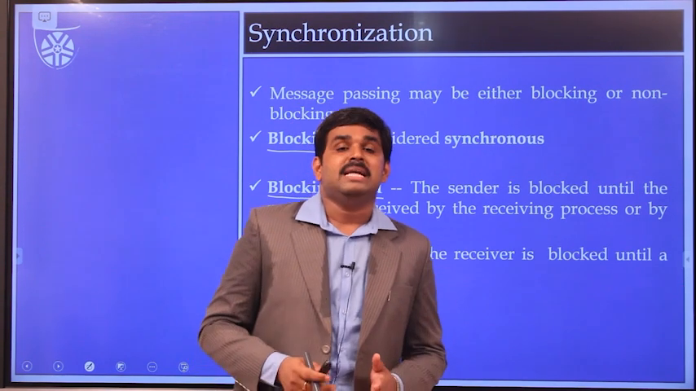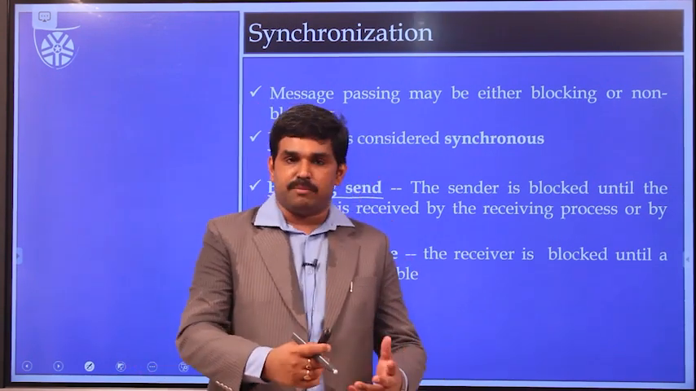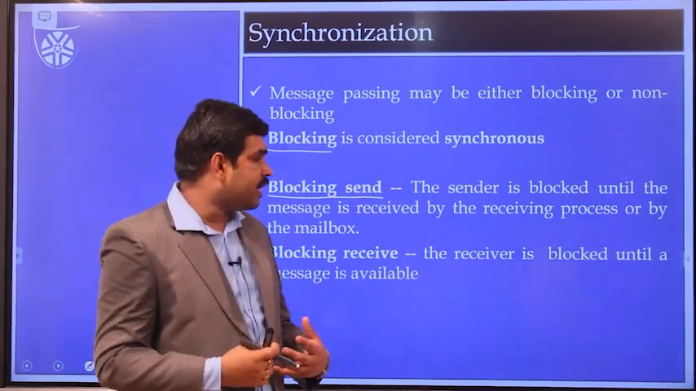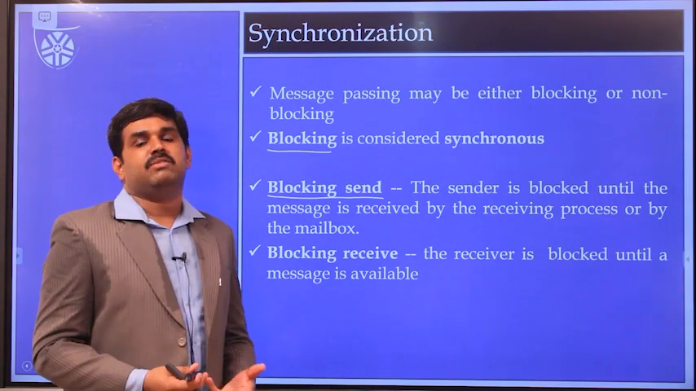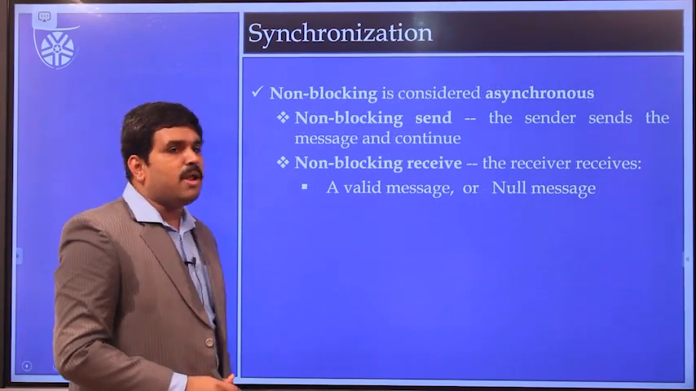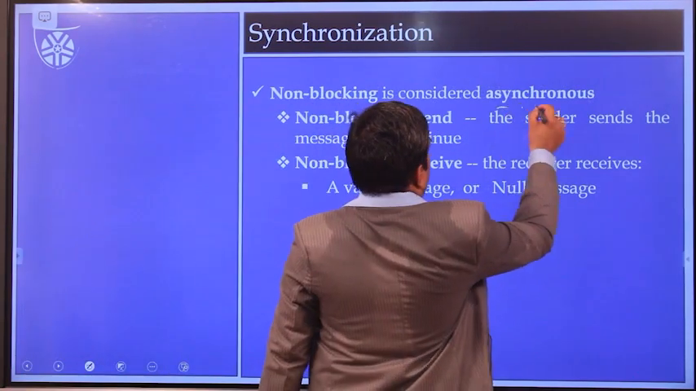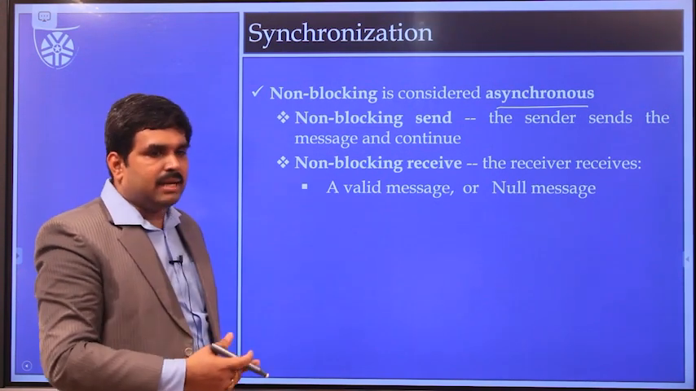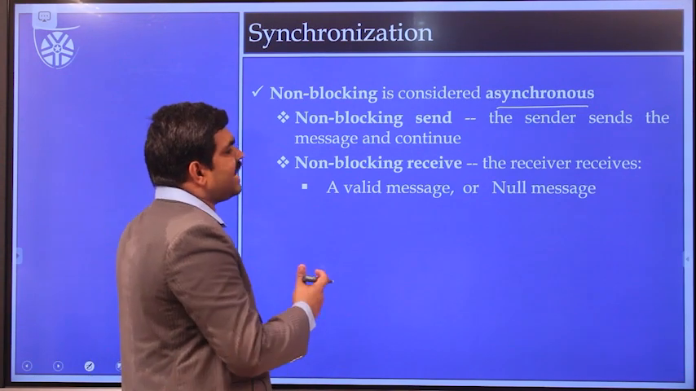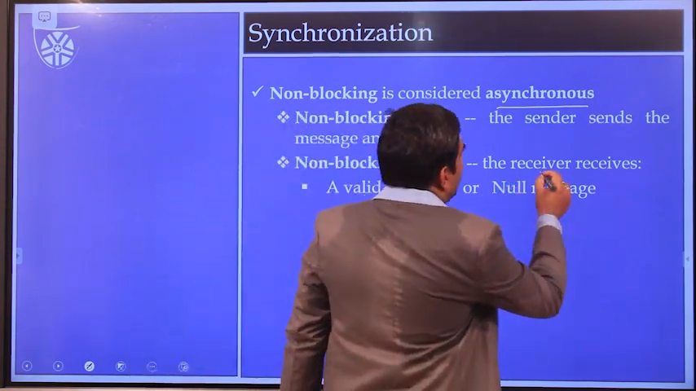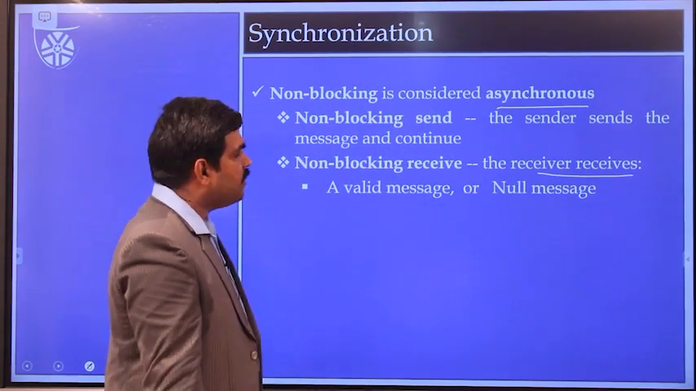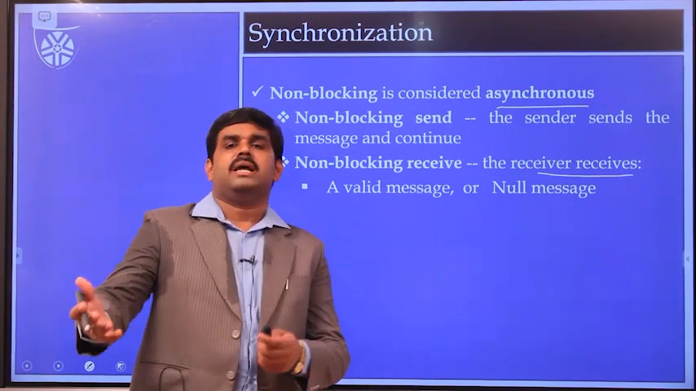In the case of the blocking send, the sender sends the message and blocks himself until the receiver receives the message. In the case of the blocking receive, the receiver is blocked until a message is available. If the message is not available, then what is the need for the receiver to be available, right? Thereafter, non-blocking is referred to as asynchronous transmission. What is the meaning of that? Non-blocking send means the sender sends the messages continuously. He doesn't block himself. Likewise, in the case of non-blocking receive, the receiver is available at every instant of time to receive the messages, either a valid message or a null message.